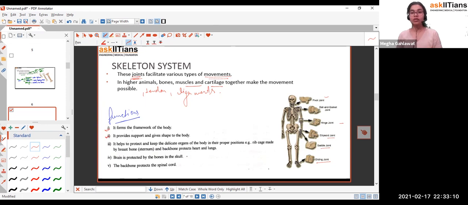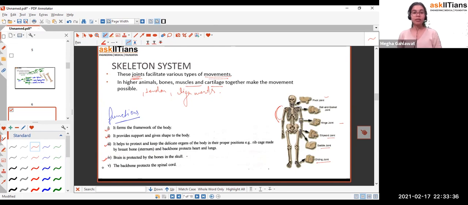For example, as you see the rib cage right here, inside the rib cage we have the lungs and the heart, which are very vital organs of our body, crucial organs which we require in order to live. Those are protected with the help of the rib cage. Then we have the brain, which is protected inside the skull. Without the brain, we would be dead.